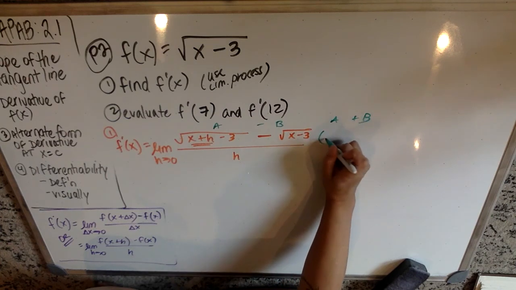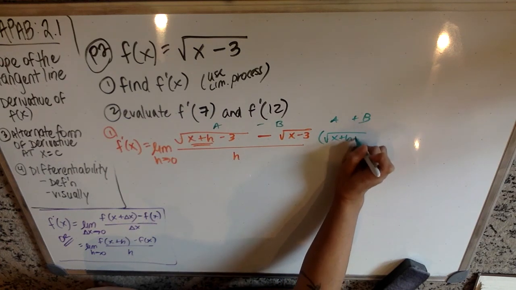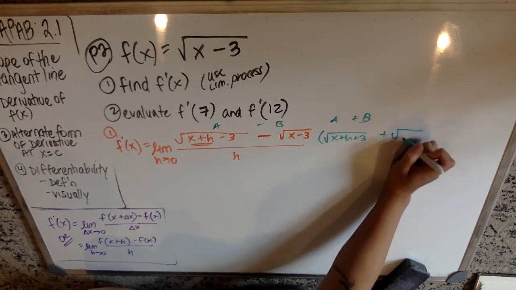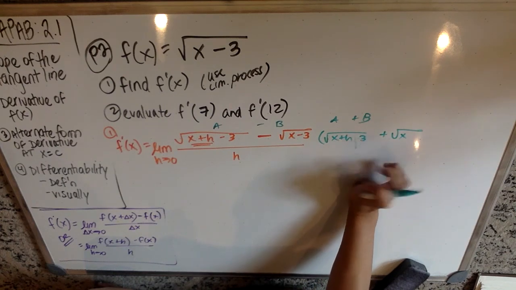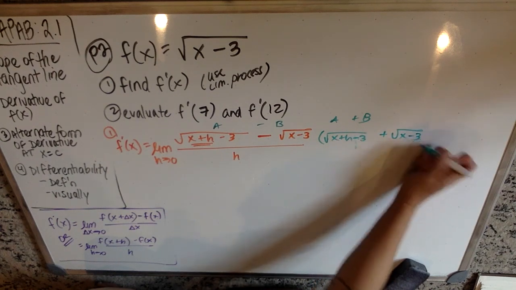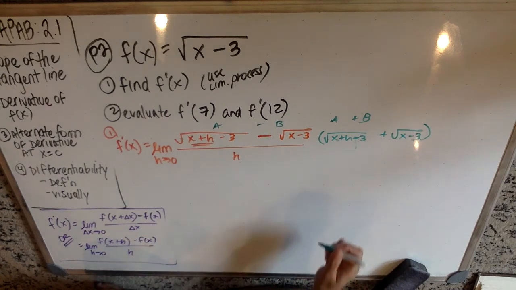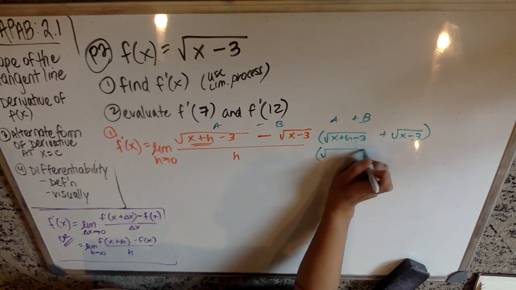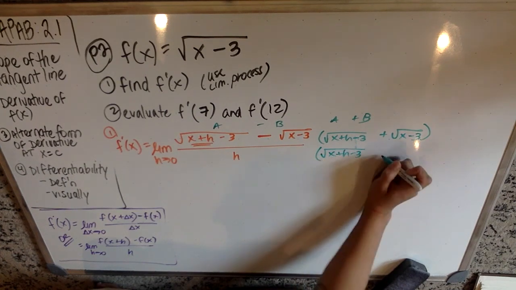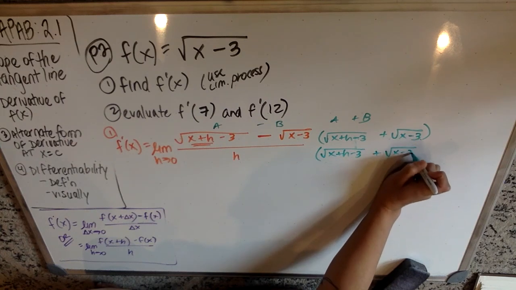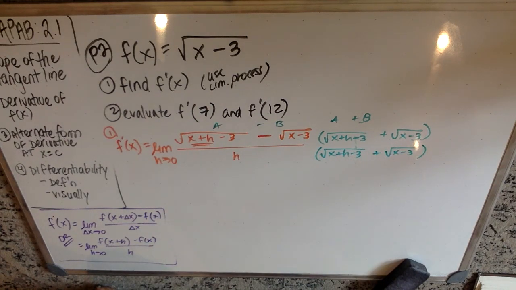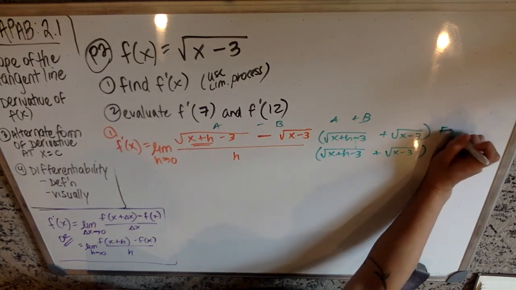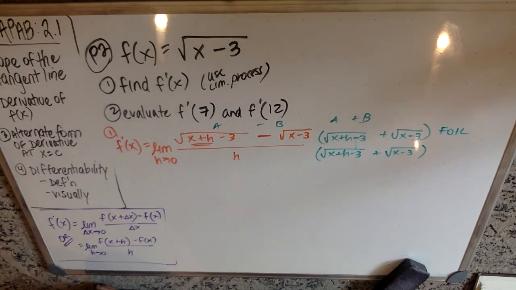So I'm going to multiply by the square root of x plus h minus 3 plus the square root of x minus 3. This is where you've got to be careful because you can do silly things. And then the same thing on the bottom, the square root of x plus h minus 3 plus the square root of x minus 3. All right? And I'm going to FOIL the top, just like we've seen. So I'm going to FOIL the part that is a difference of squares, whether it's the top or the bottom. In this case, it's the top, right?